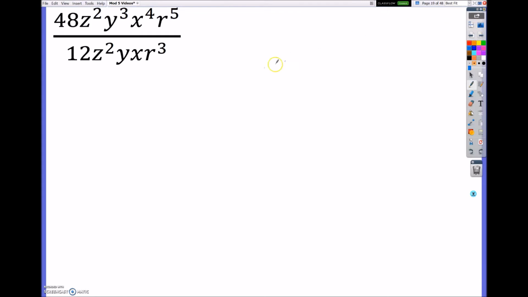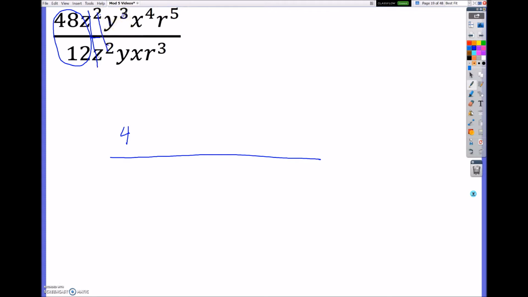All right. So now this one looks like a lot of stuff, but we're just going to break it down step by step and see what we can do here. First thing I want to do is see if I can simplify these numbers. Can I simplify 48 over 12? And yes, I can. 48 over 12 is just 4. Then I have z to the second all over z to the second. Since I'm dividing, I subtract these, and I'm just going to get z to the 0. So they cancel. They go away.